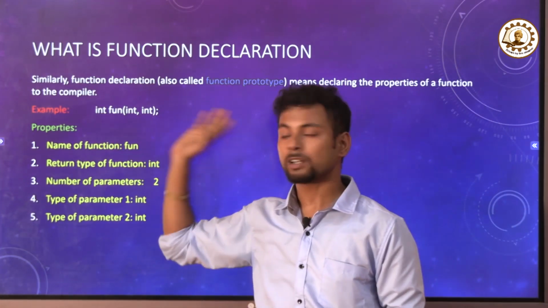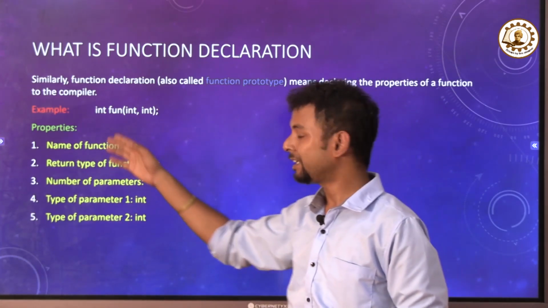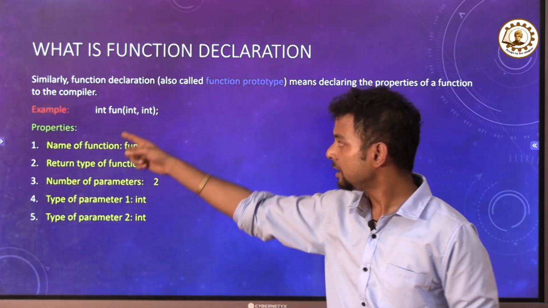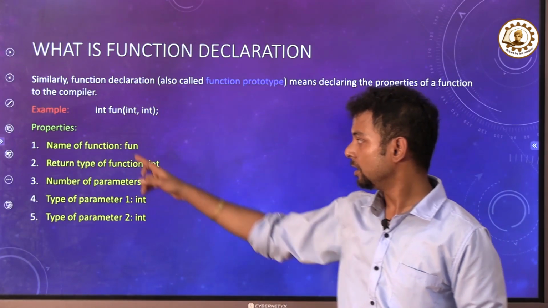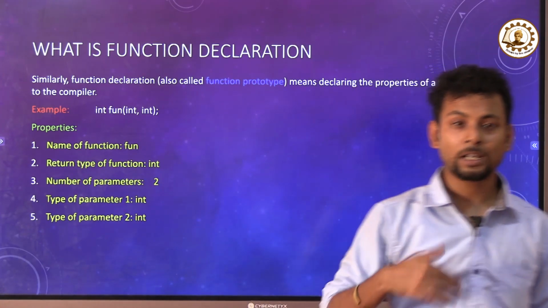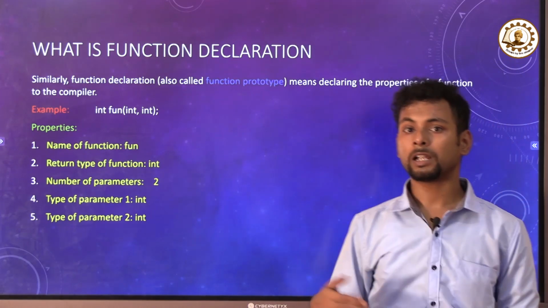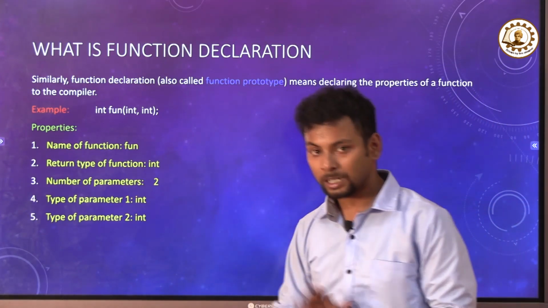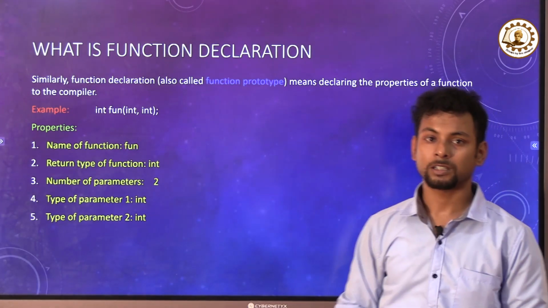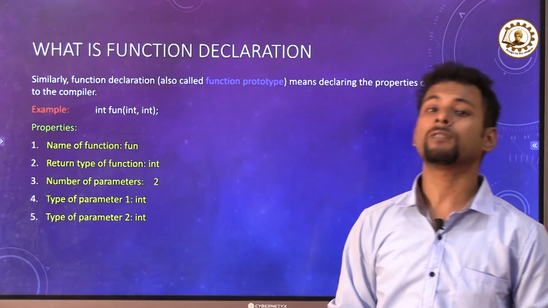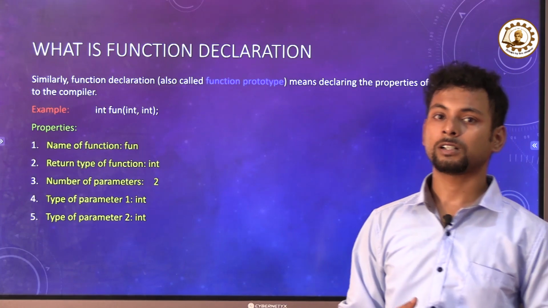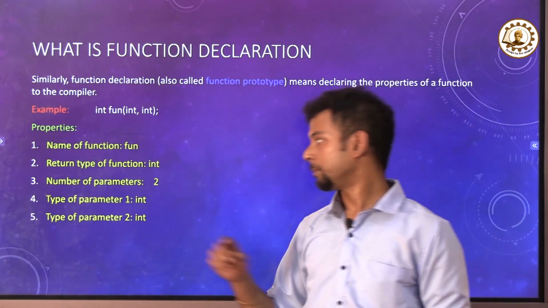Now whenever you declare this function, what are the properties you are telling the compiler? The first property is the name of the function. Here, fun is the name of the function. Next property is the return type of the function. What kind of value the function will be returning is called the return type. Here int is the return type of the function. That means it can return only integer value. It cannot return any decimal value, any character value, or any void statement. So it must have a return type.